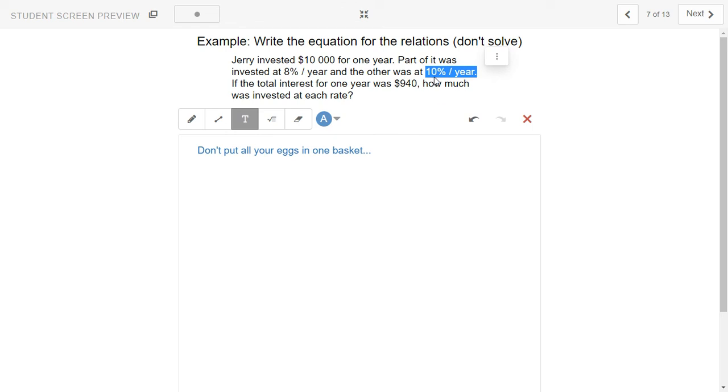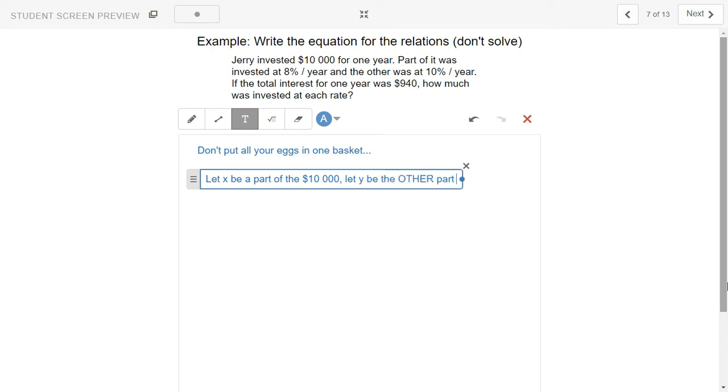Now, we don't know what part of the 10,000 was invested. So we're just going to have to separate that and identify that as our X and Y. So let X be a part of the $10,000. Let Y be the other part of the $10,000.